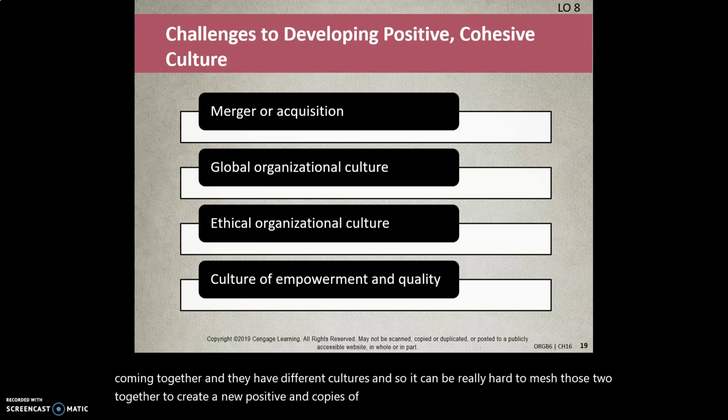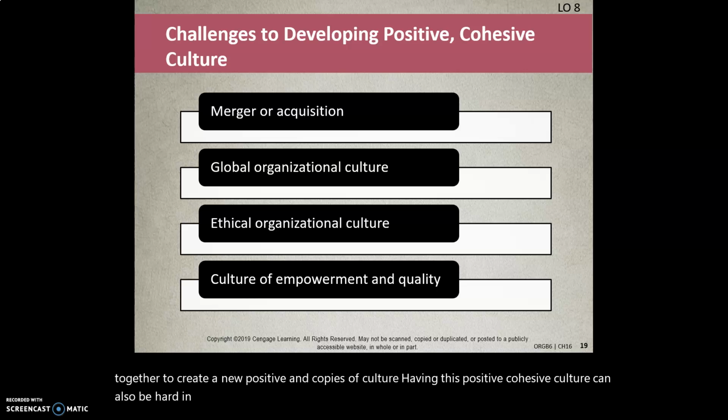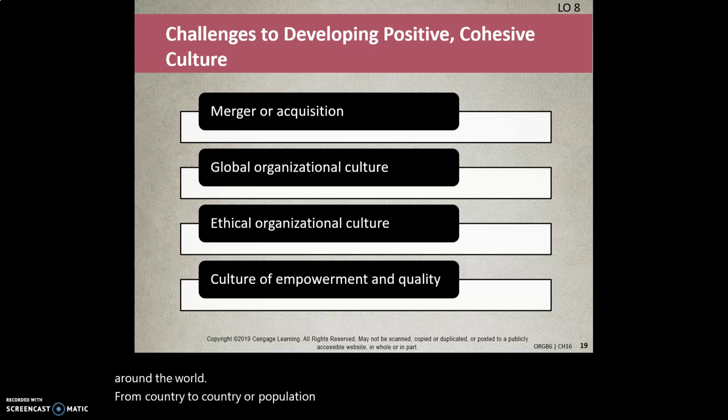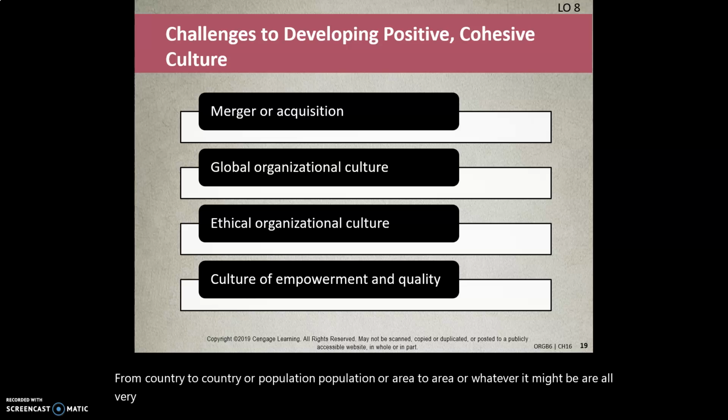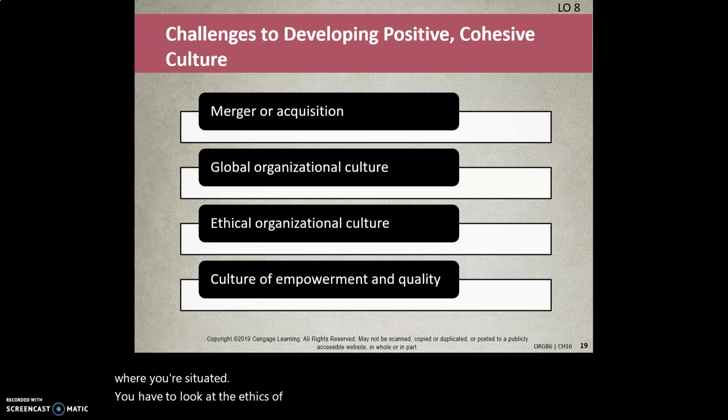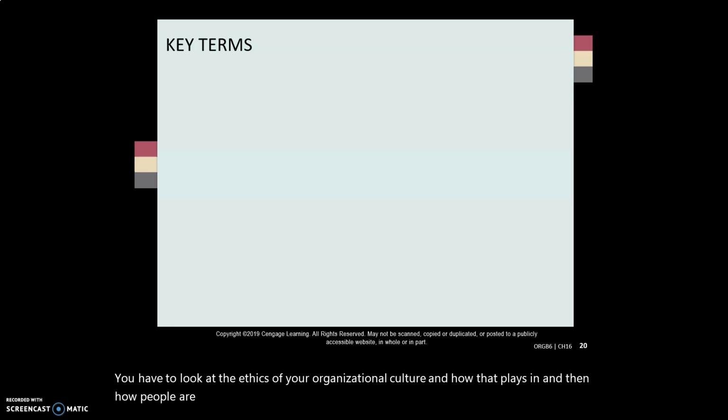Having this positive cohesive culture can also be hard in global organizations because we know that different cultures in general around the world, from country to country or population to population or area to area, whatever it might be, are all very different. And so you're going to have different cultural norms based on geographically where you're situated. You have to look at the ethics of your organizational culture and how that plays in, and then how people are empowered and quality initiatives.